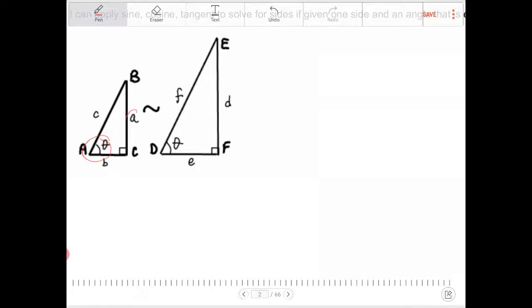So a here, this side length, in reference to this angle, is going to be opposite of that angle, and b here will be adjacent to the angle. Same thing could be said about this larger right triangle over here. This d is opposite of angle theta, and e is adjacent to angle theta.